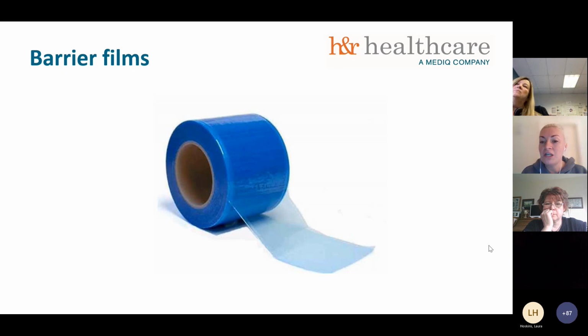Based on the new research that the review team found, they do not recommend the use of barrier film dressings for patients undergoing radiotherapy. And they do recommend that further good level research should be done when looking at barrier films.